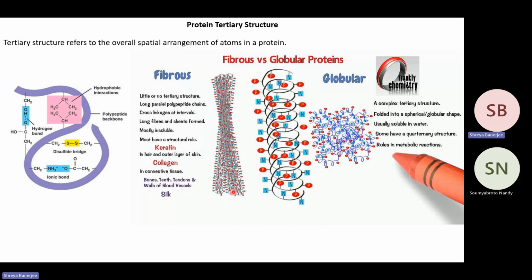These fibrous proteins are mostly insoluble in water, but the globular proteins are soluble in water because they fold in such a way that the hydrophobic residues are on the inside of the protein and the hydrophilic residues are on the outside. Because the polar and hydrophilic residues are on the outside, they are readily soluble in water. Examples of fibrous proteins are keratin, collagen, or silk, and globular proteins are mainly hemoglobin or myoglobin. So these are two kinds of proteins based on whether there is tertiary structure or not.